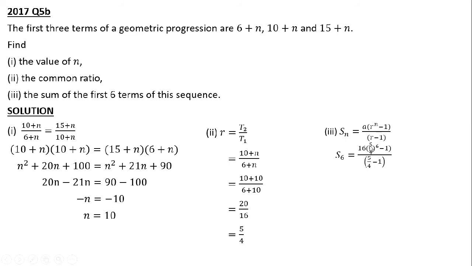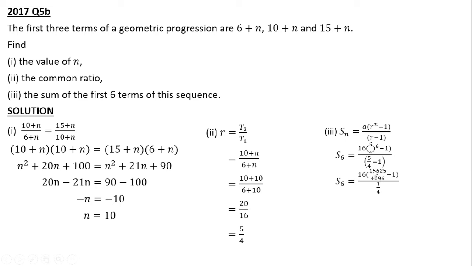So we have 16, our first term, 5 over 4, our ratio, to the power 6 minus 1. Multiply 5 by itself 6 times. Multiply 4 by itself 6 times. So we are having 16, open your brackets, 15,625 divided by 4,096. Common denominator, 4,096.